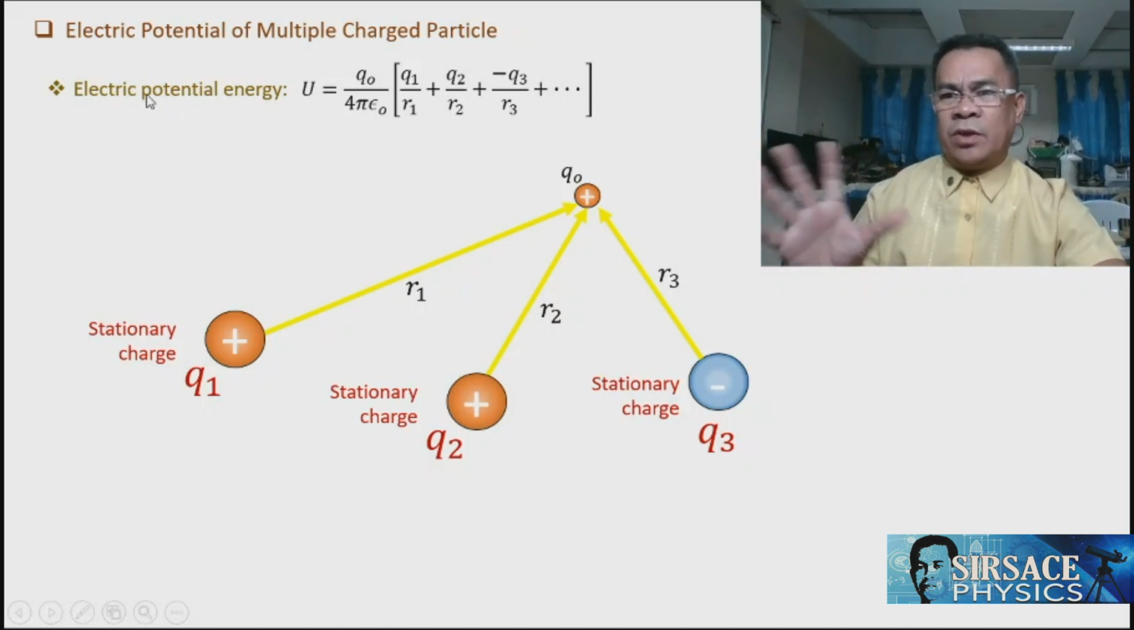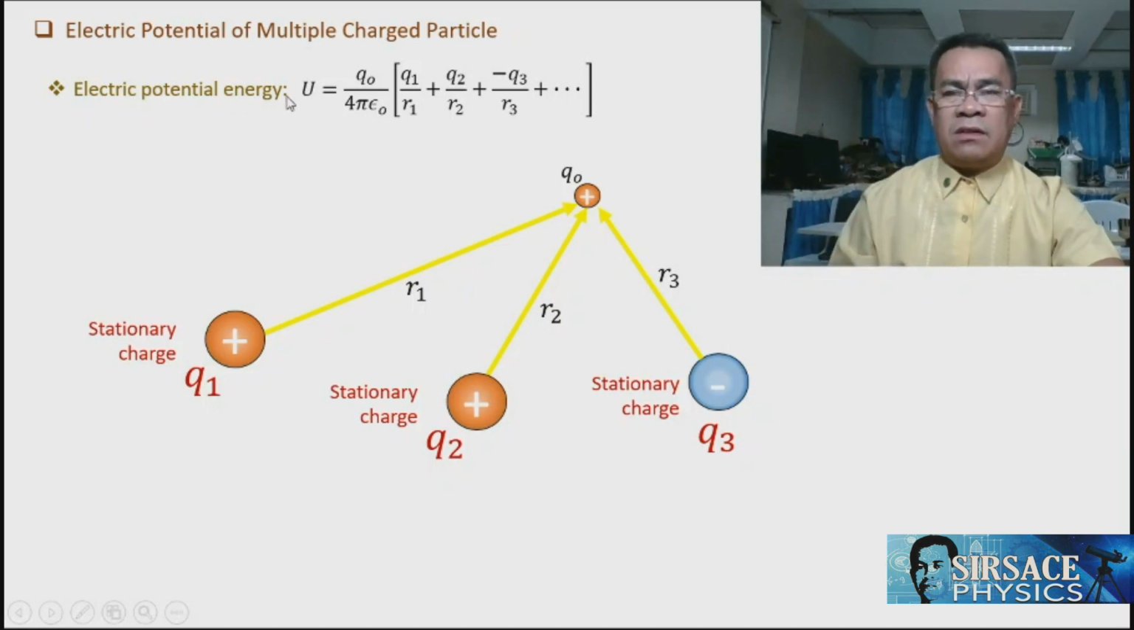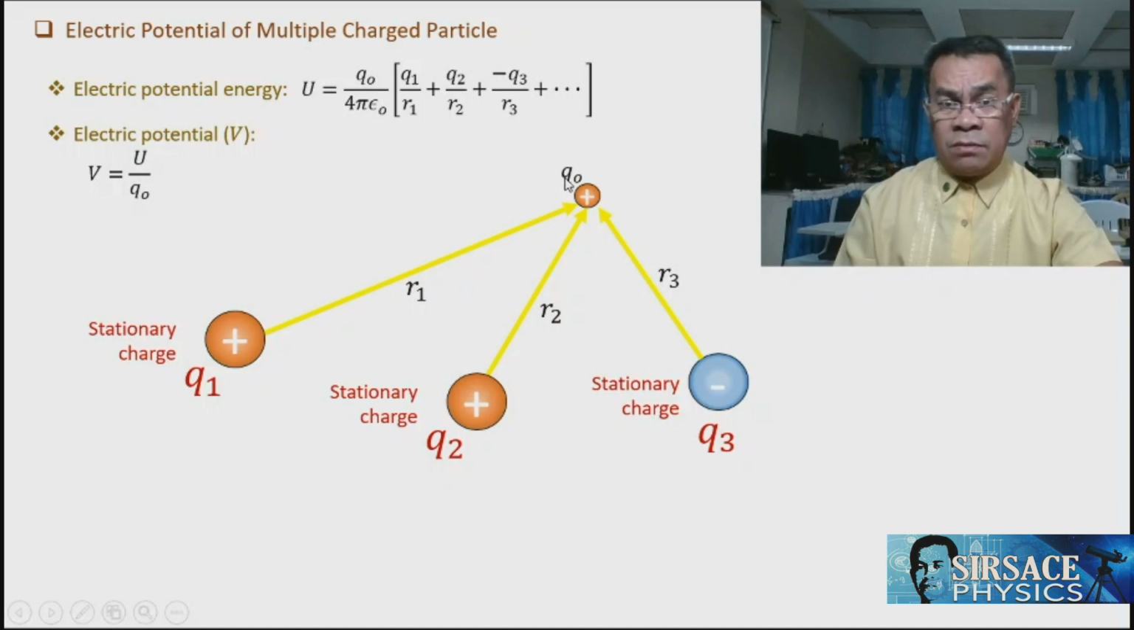In calculating the energy, there are two formulas that can be used: energy from a single charge and energy from multiple charges. And this is a multiple charge. Take note that the electric potential is, by formula, U over Q.